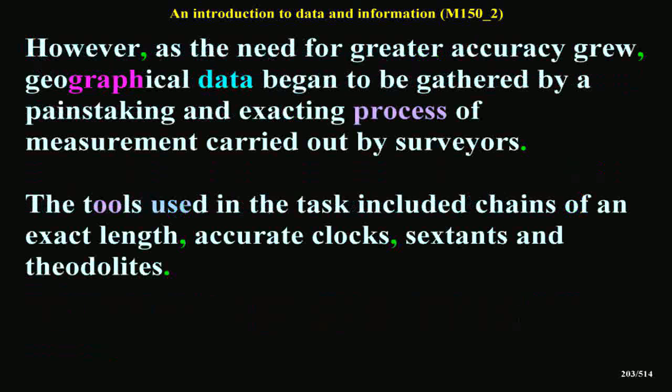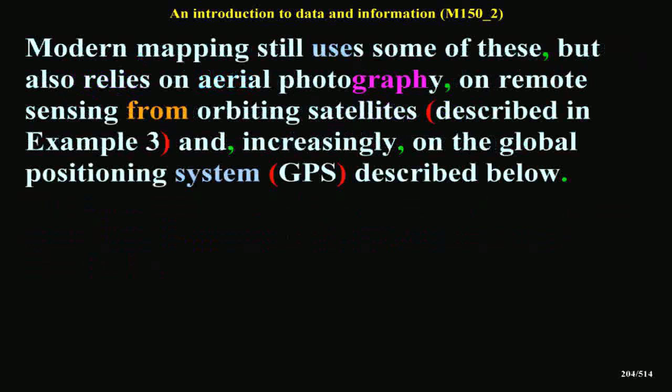However, as the need for greater accuracy grew, geographical data began to be gathered by a painstaking and exacting process of measurement carried out by surveyors. The tools used in the task included chains of an exact length, accurate clocks, sextants and theodolites. Modern mapping still uses some of these, but also relies on aerial photography, on remote sensing from orbiting satellites described in Example 3 and, increasingly, on the Global Positioning System (GPS) described below.